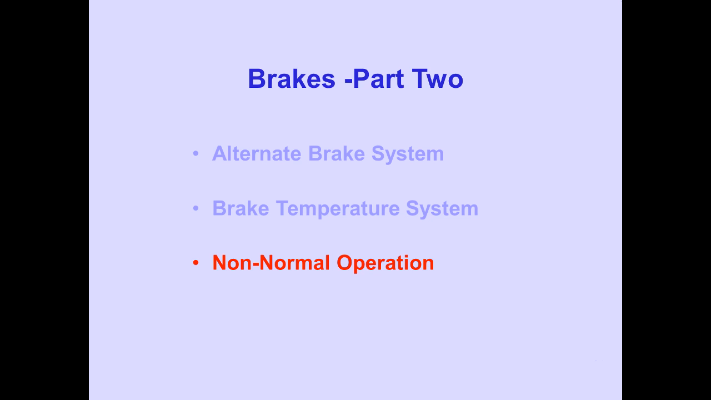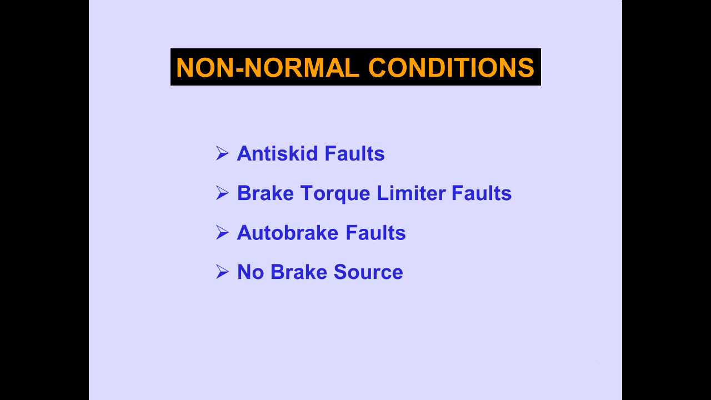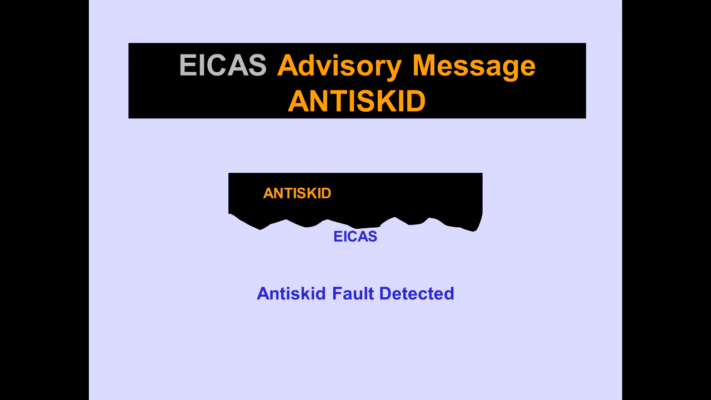Let's now look at non-normal operation. Discussion will cover anti-skid faults, brake torque limiter faults, auto brake faults, and no brake source. The EICAS advisory message, ANTISKID, is displayed when a fault is detected in the active anti-skid system.